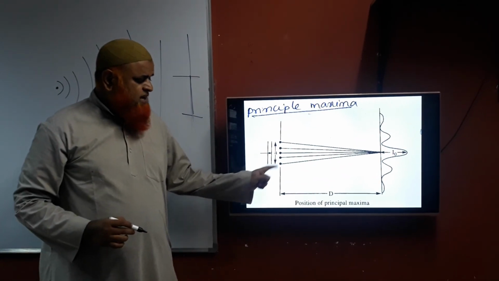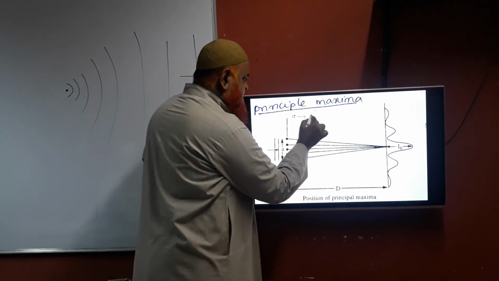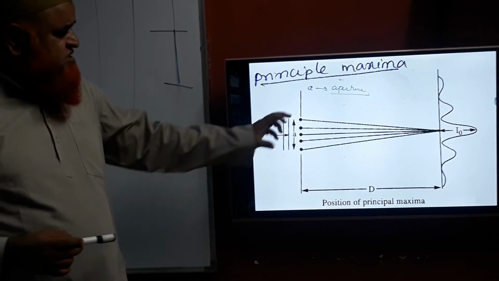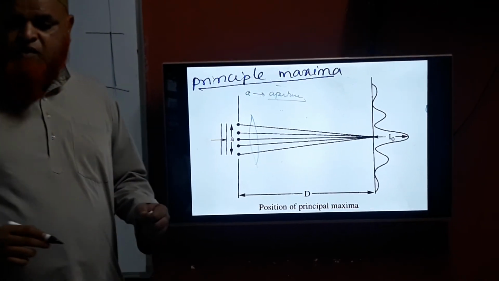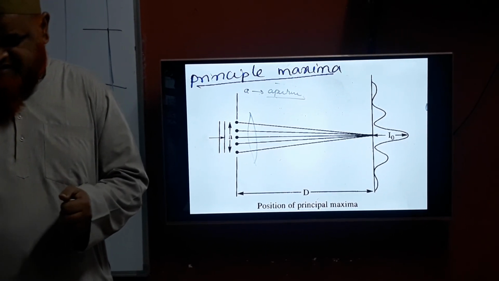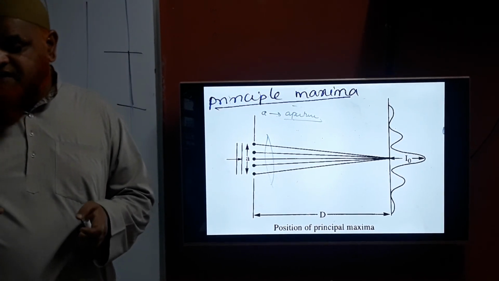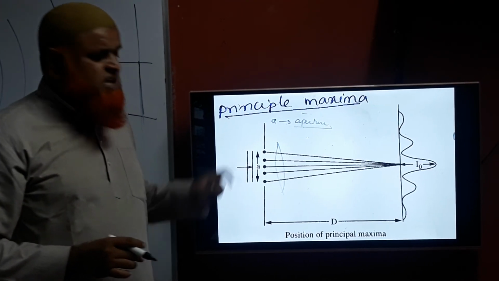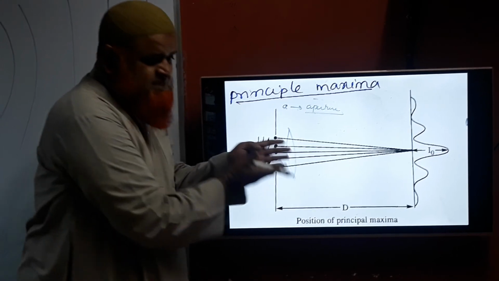And this is called the single slit. This is taken as A, and A is called the aperture. What is the meaning of aperture? If you keep a lens over here, the part of the lens which is exposed to light is called the aperture. In the double slit experiment we took the distance as small d, whereas here we are taking A. A is the aperture, which means only this much part of the lens is exposed to light.